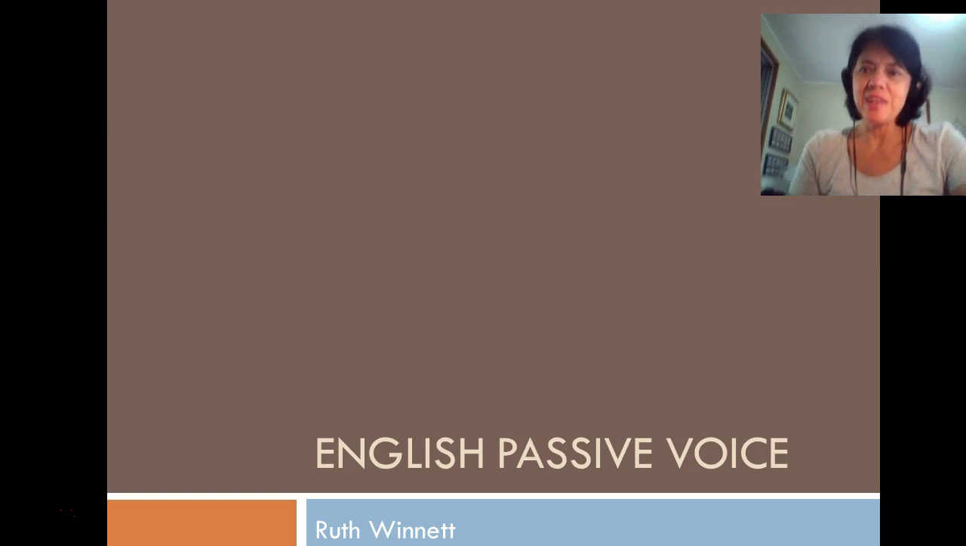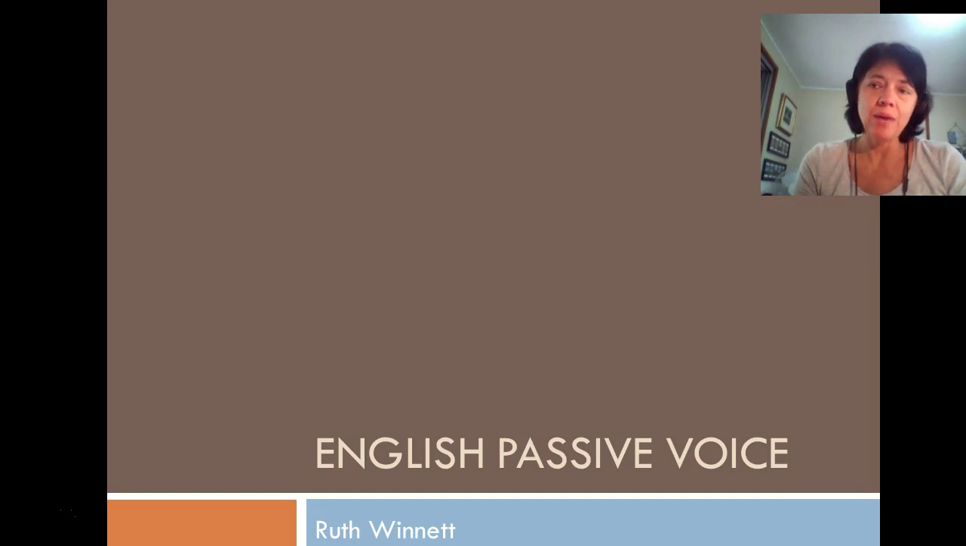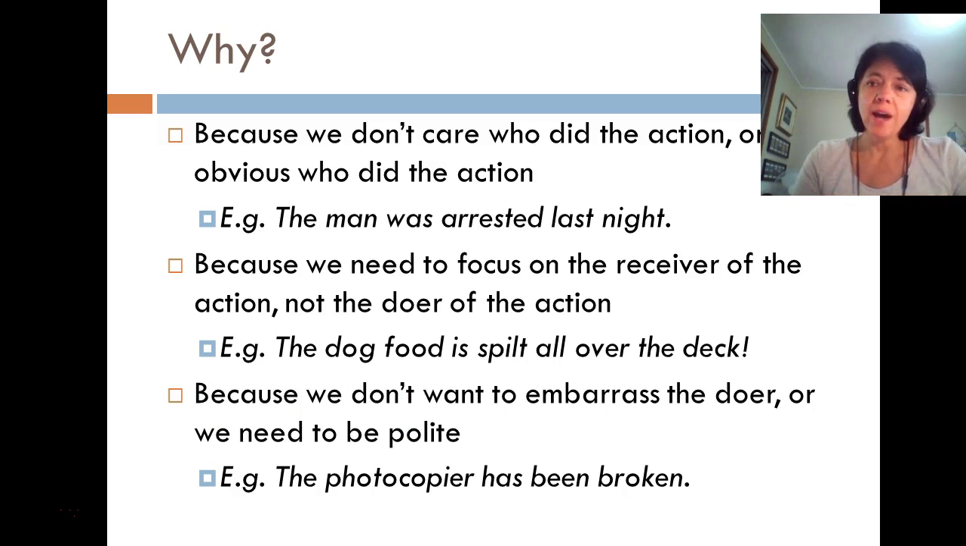My name is Ruth and today I'm going to show you how to use the passive voice in English. Why do we need passive? It could be because we don't care who did the action, or it is obvious who did the action. For example, the man was arrested last night. We know the police do arrests, so we don't need to say who arrested the man.